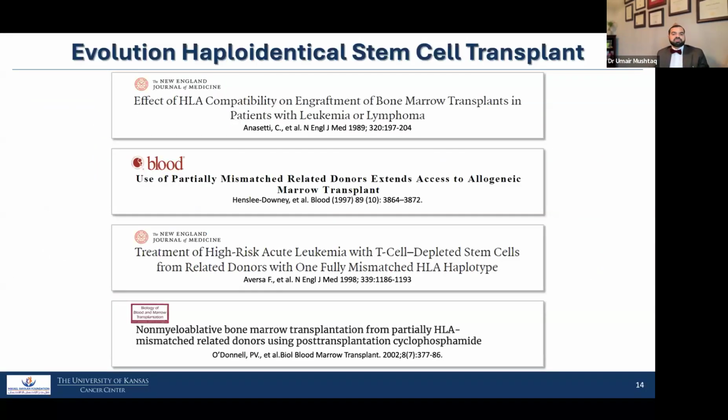So the evolution of haplotransplantation started with the first reports in the late 1980s, further developed in the 1990s, and then in 2002 we have the first report with a post-transplant cyclophosphamide-based regimen, mostly developed at Johns Hopkins in the United States. And there are some centers in Europe and China that developed an alternate protocol other than post-transplant cyclophosphamide.